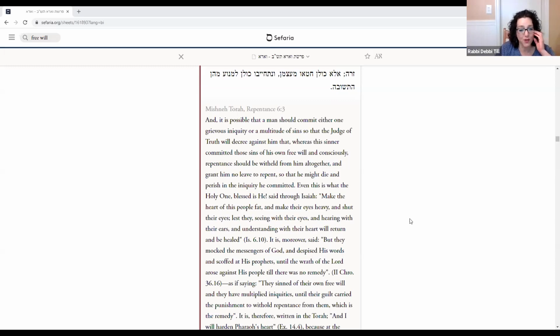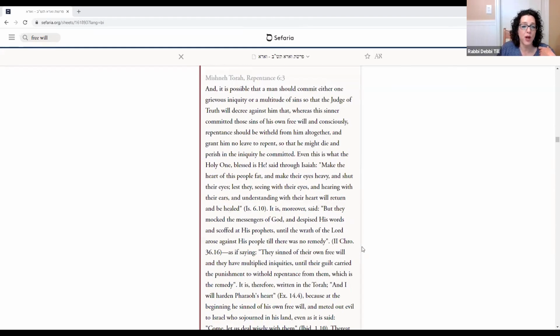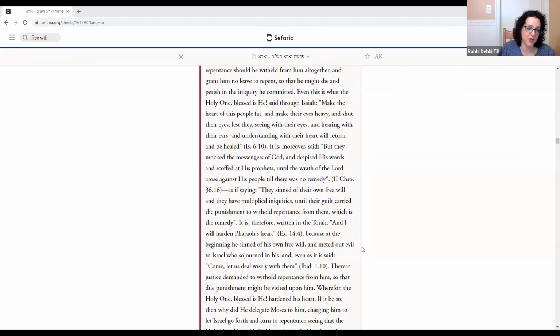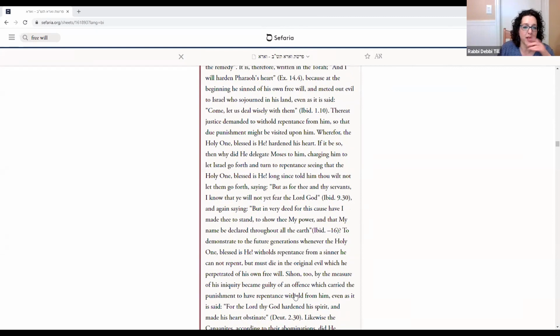Marcia, you might remember this also from Torah study, right? This ability to come back and to come back again to do right, right? It is moreover said, but they mocked the messengers of God and despised his words and scoffed at his prophets until the wrath of the Lord arose against his people till there was no remedy, right? As if to say, they sinned of their own will, and they deserve it, essentially, is what this text goes on to say. Right? Les, go ahead, you were going to say something.